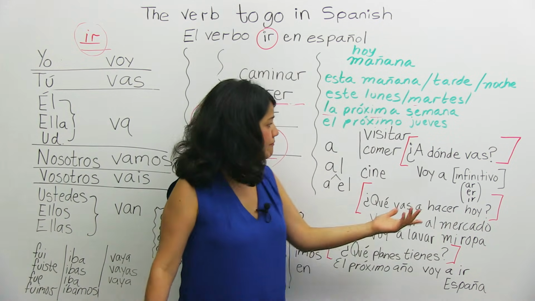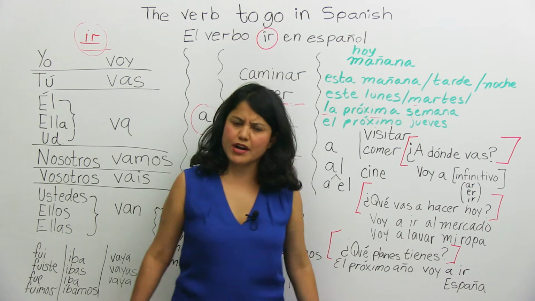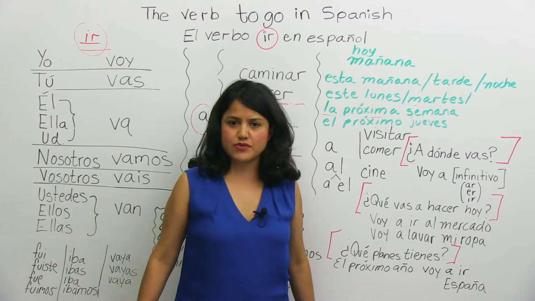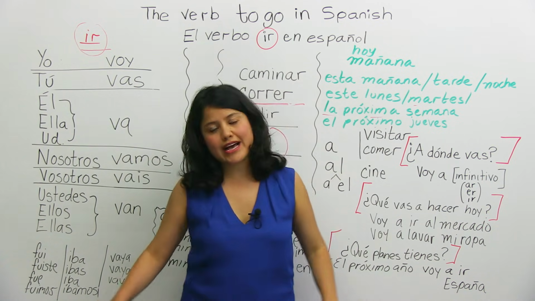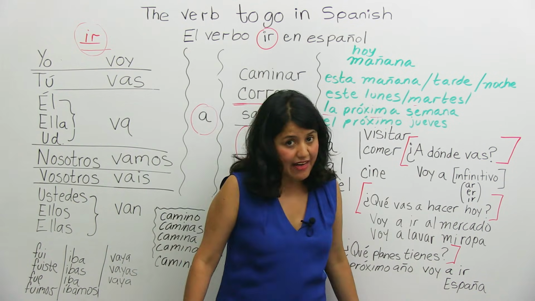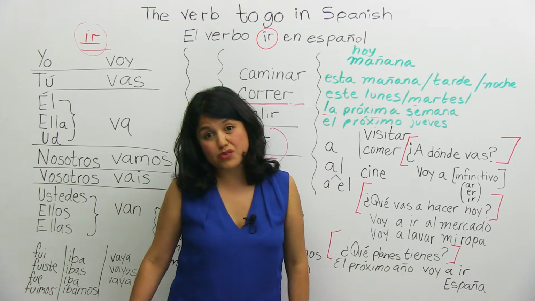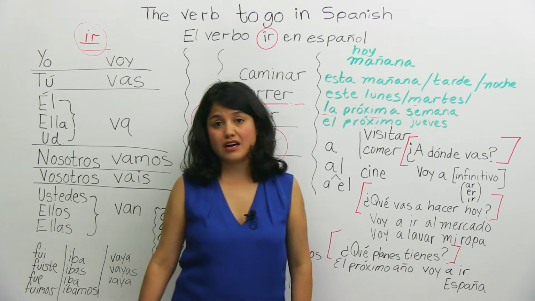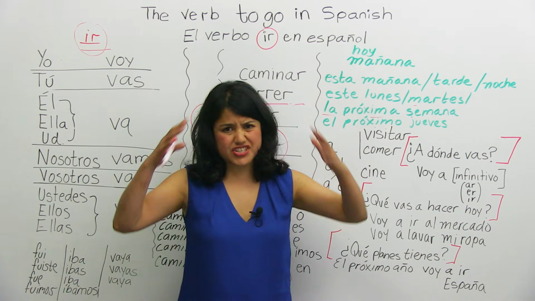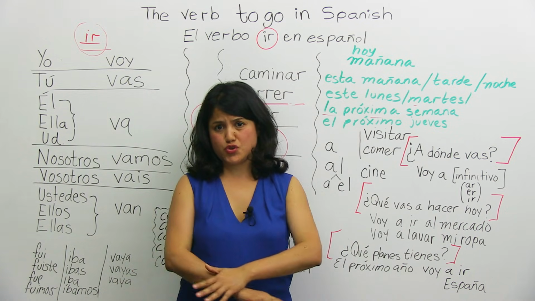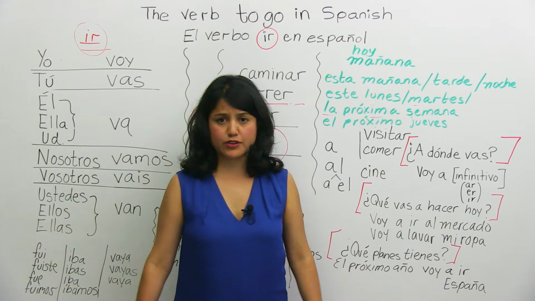But if you say, ¿qué vas a hacer hoy? What are you doing today? Like, what's your plan today? Voy a ir al mercado. I'm going to go to the market. I'm going to wash my clothes. Voy a lavar mi ropa. Maybe I'll wash my dishes. I've got muchos platos sucios. Voy a lavar los platos.